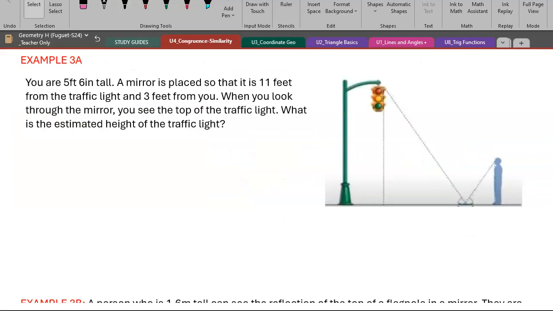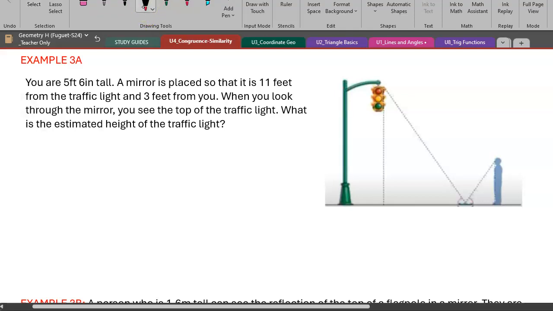All right. This next example is going to be really important, whether we've already done it in class or we're going to do it later. We are actually going to do this in real time. You can use mirrors actually to create reflections as well to help us find the heights of various things. So in this problem, once again, we are 5 feet 6 inches tall.